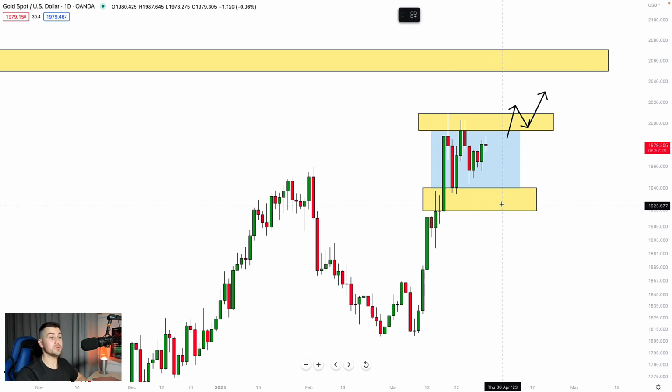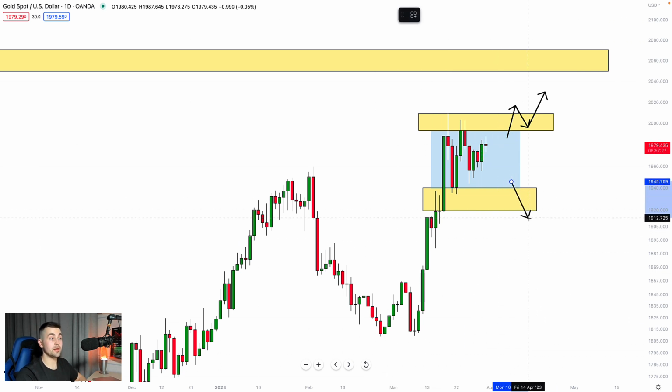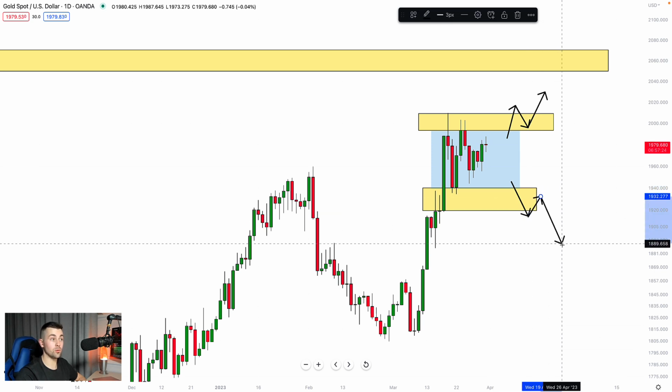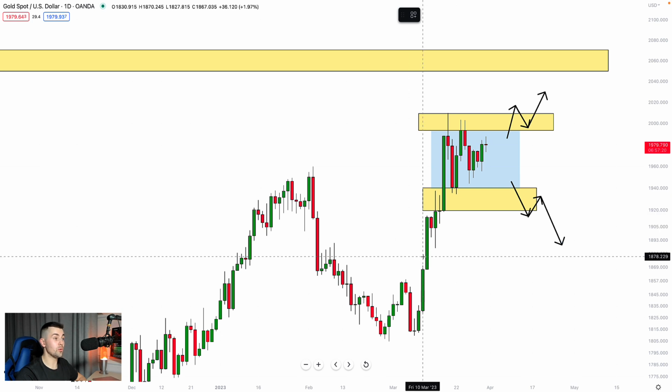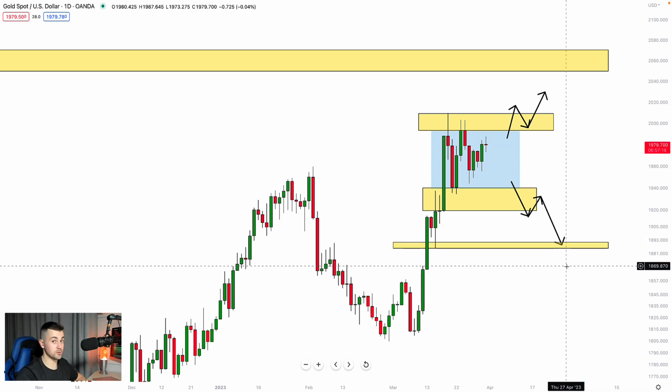And as always, traders, if you want to short, remember that the breakout of the support of the range will initiate a correctional movement on gold, and the market will drop at least to that support.